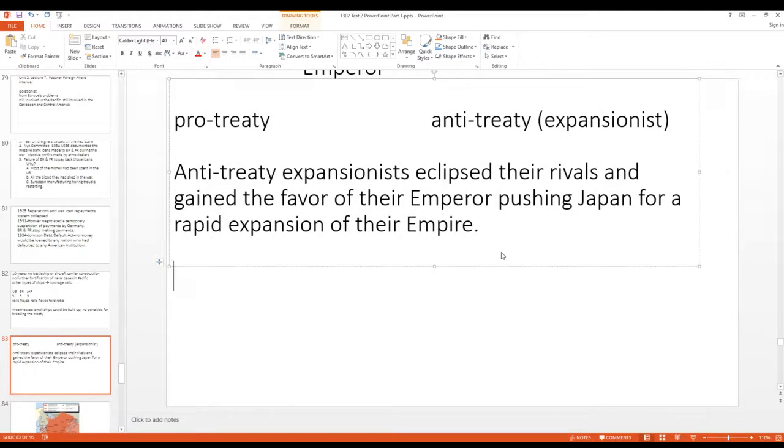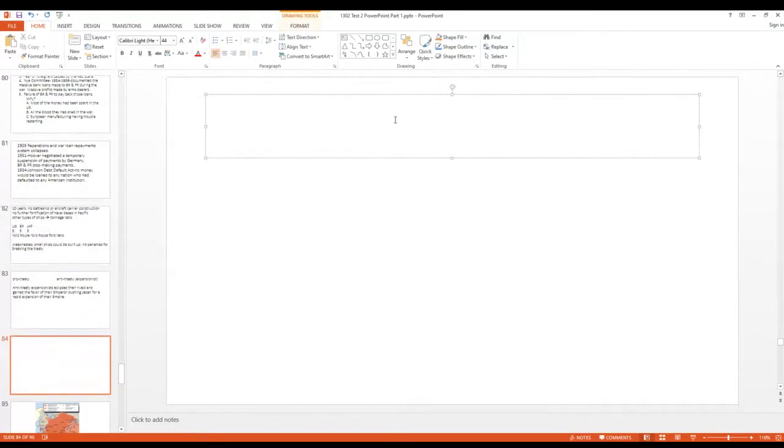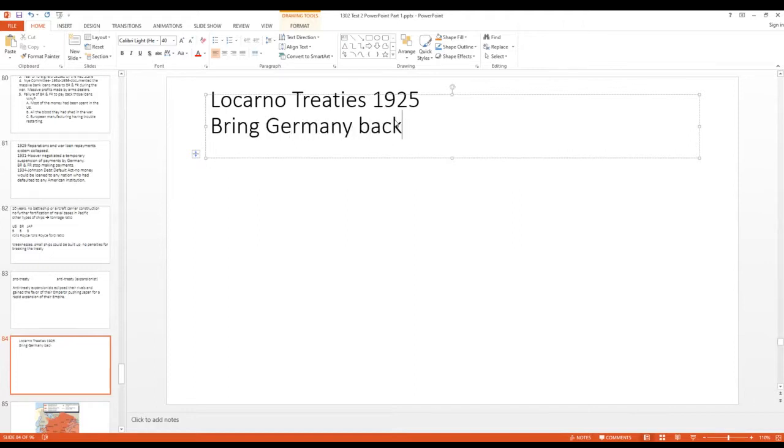In Europe, a couple of things were happening to try to put World War I behind them. Not on your study guide, but I'm going to mention anyway, were the Locarno treaties that were signed in 1925. The purpose of the Locarno treaties was to bring Germany back into diplomacy.